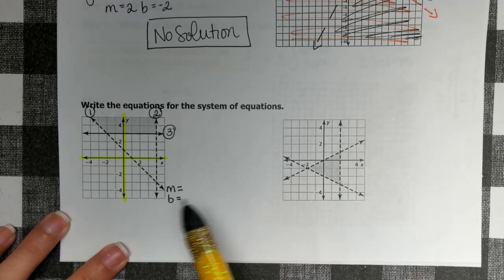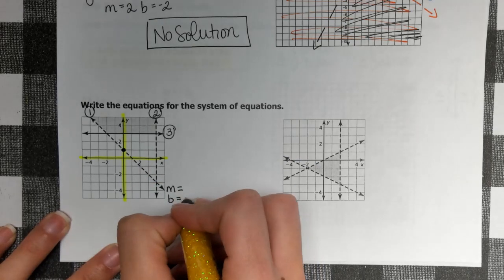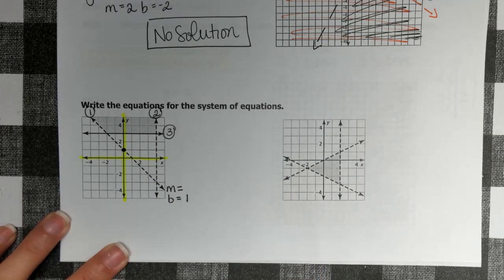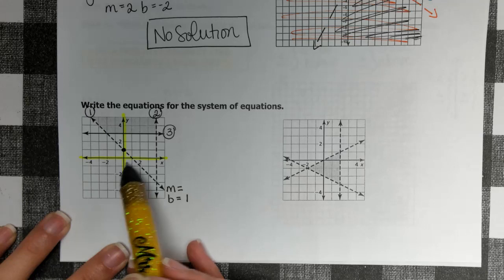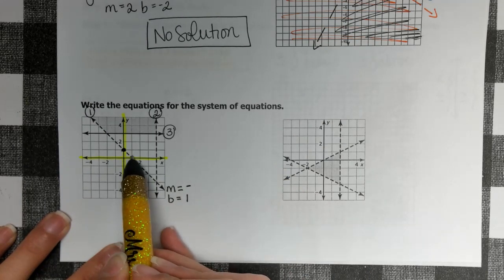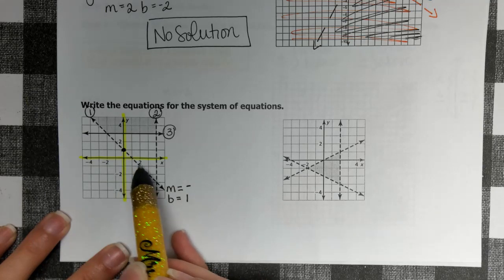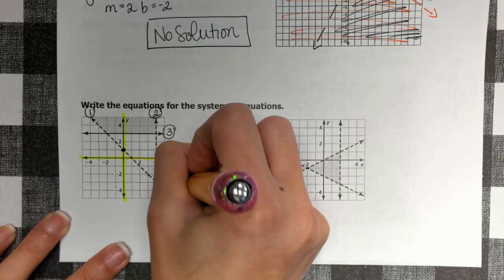Well, the y-intercept is easy. My y-intercept is right here. What is that? 1. Now you need to look at that graph and what's happening. I'm going down, so I know my slope should be negative. I'm going down 1 to the right 1, down 1 to the right 1, down 1 to the right 1. So what's my slope? Negative 1.